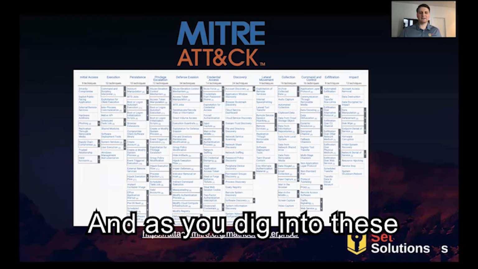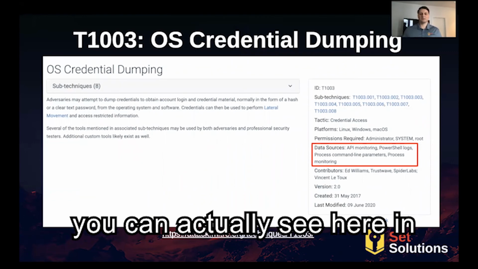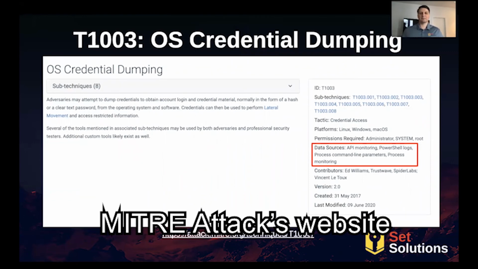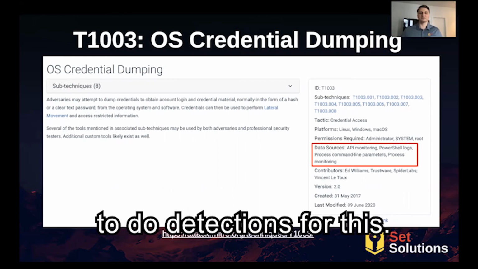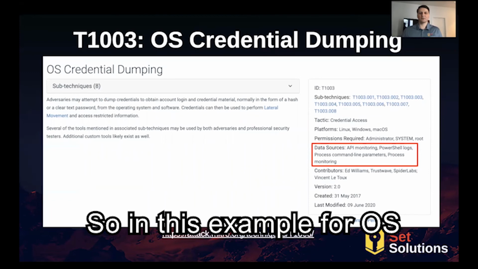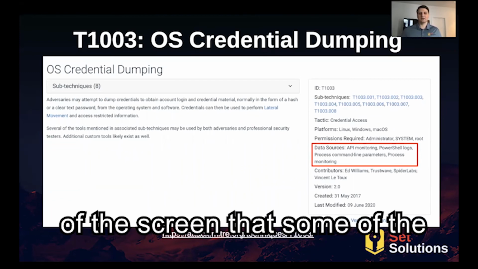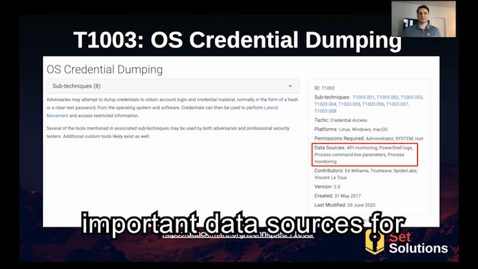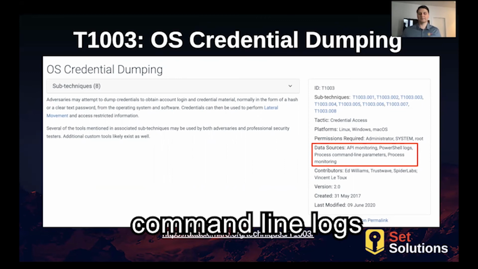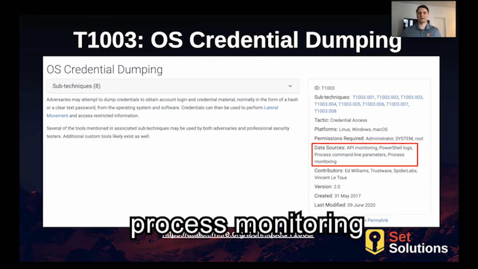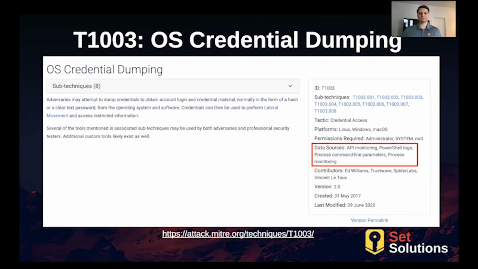And as you dig into these different techniques, you can actually see here on MITRE ATT&CK's website, they provide some of the common data sources needed to do detections for this. So in this example for OS credential dumping, we can see on the right side of the screen that some of the important data sources for identifying this are going to be your API monitoring, PowerShell logs, command line logs, process monitoring, and making sure you have an understanding of what's happening on your endpoints.